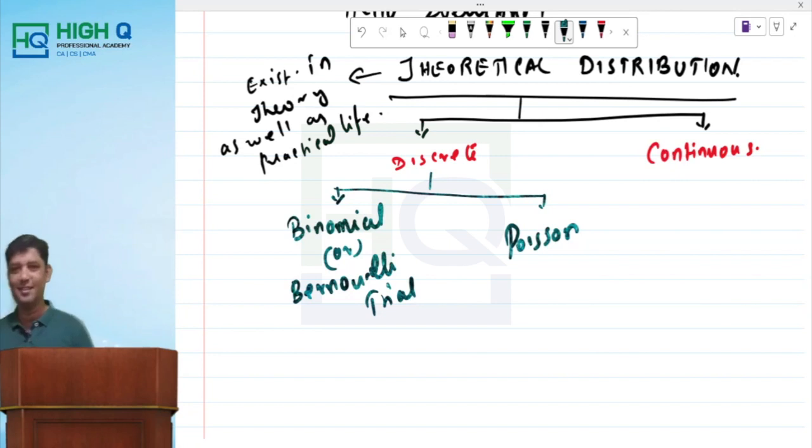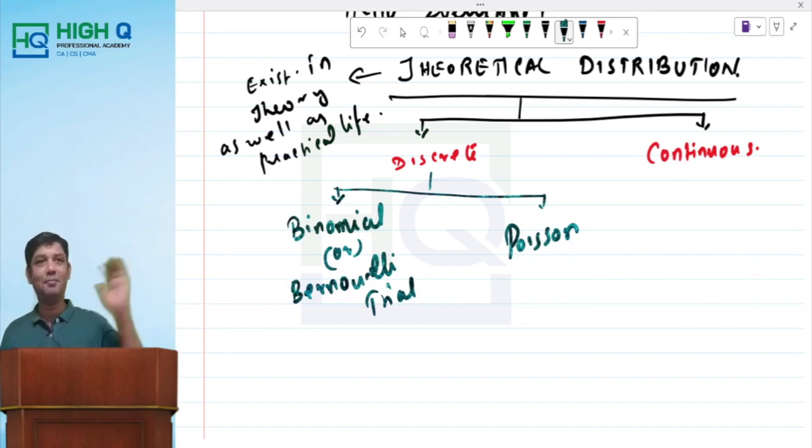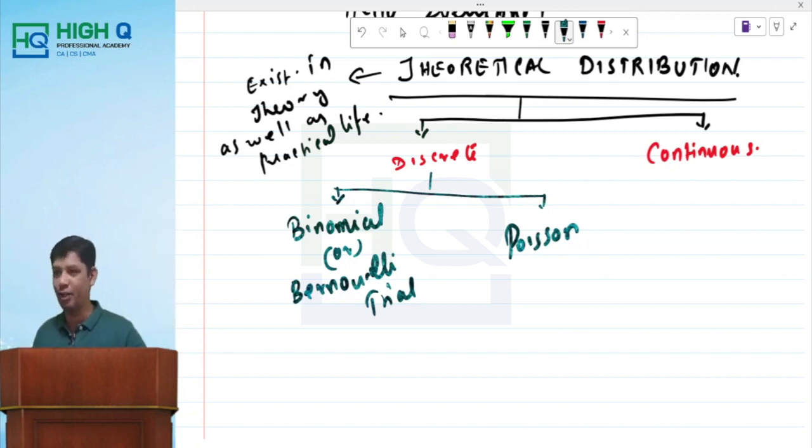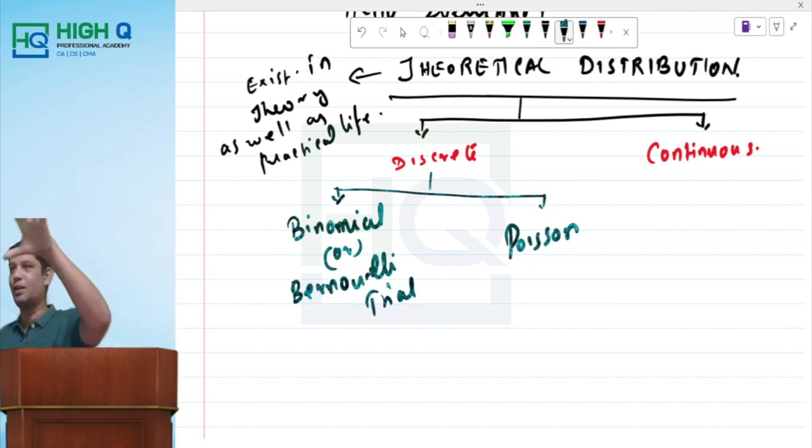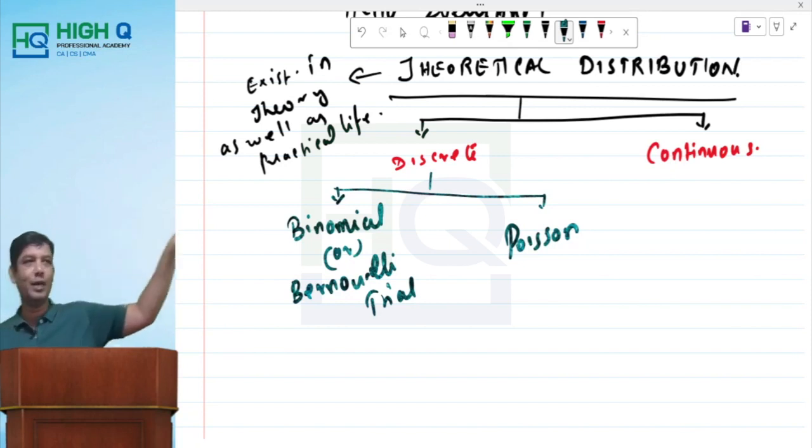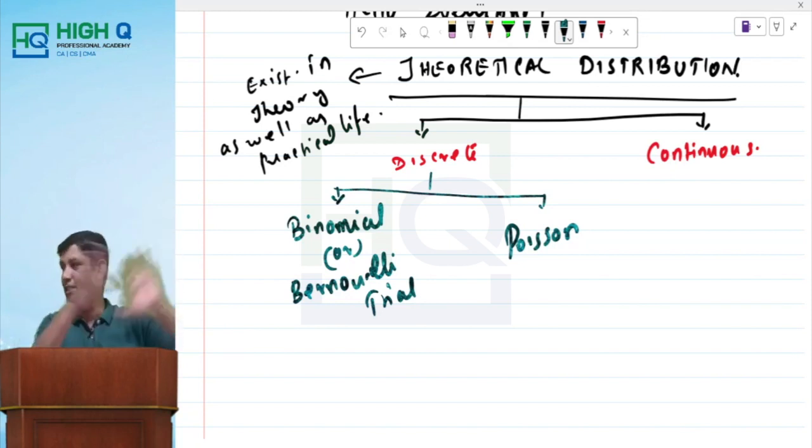That's it. You will always understand this, except index numbers. The index number situation is something different. Index number formulas, which you are going to learn, are not mathematical formulas. They are based on the requirement, on the necessity, and we keep on changing them.